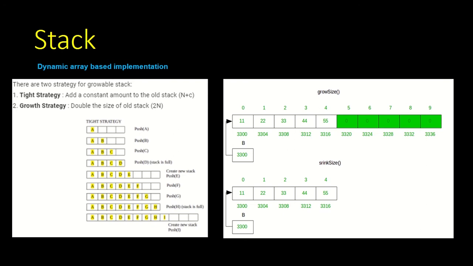So let's say you had a stack with four items, and you use a tight strategy. If the constant was 2, then it will just add 2 more boxes or cells to your size. So if it was 4, then using a tight strategy it will be 6 now. But if it was a growth strategy, then it will double the size. So if it was 4, then when you expand, it will become 8. The size will now become 8.